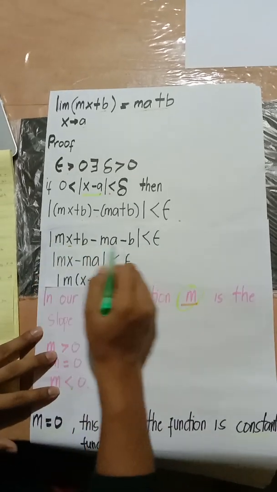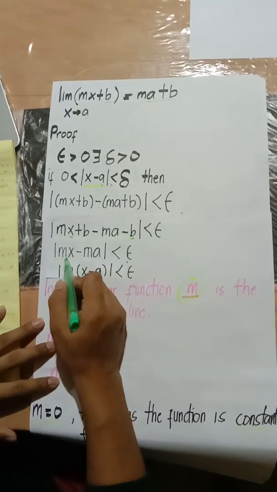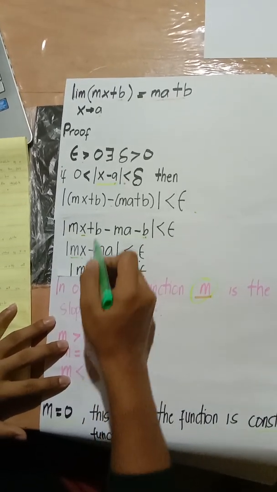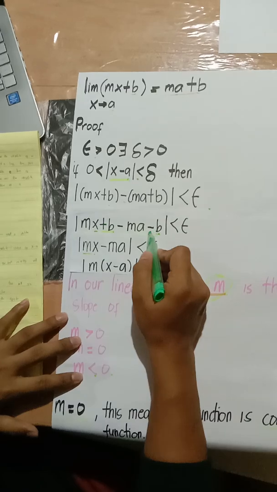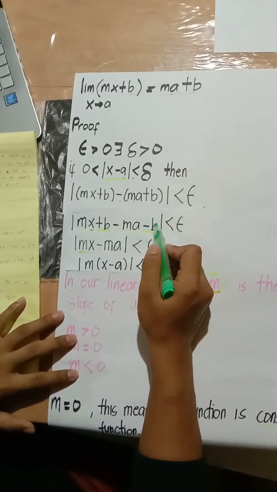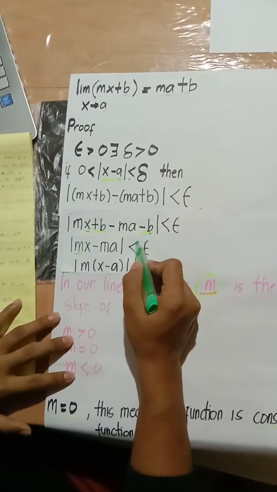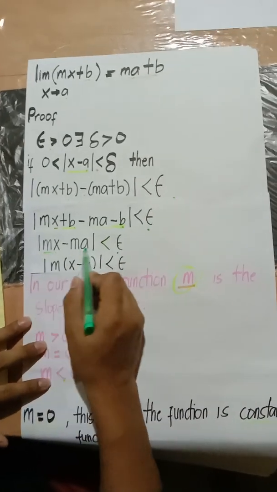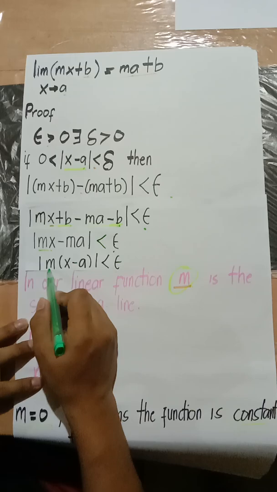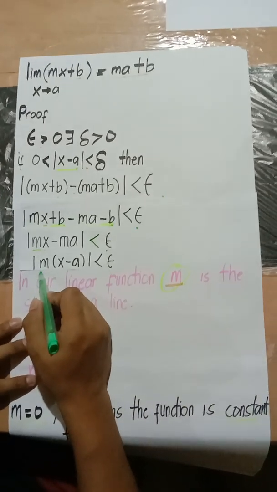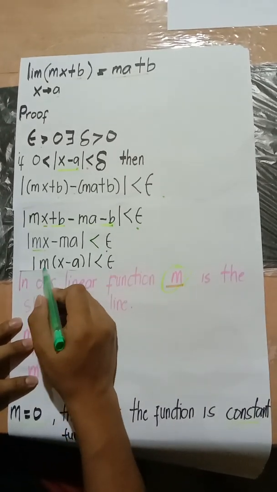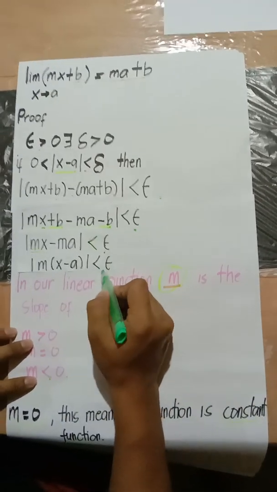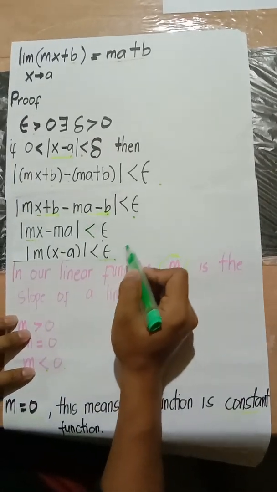So we will just simplify this. Then it results in mx minus ma, because positive b minus b is 0, so we did not include it here. Then less than epsilon. Since the common factor here is m, we will put m outside. Thus, we will have the absolute value of m times x minus a less than epsilon.